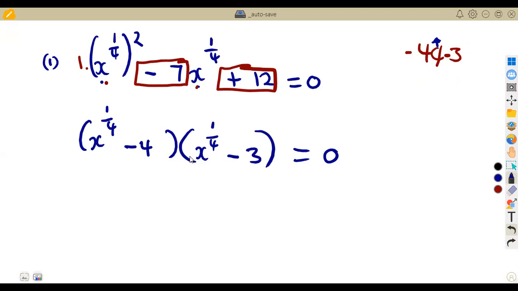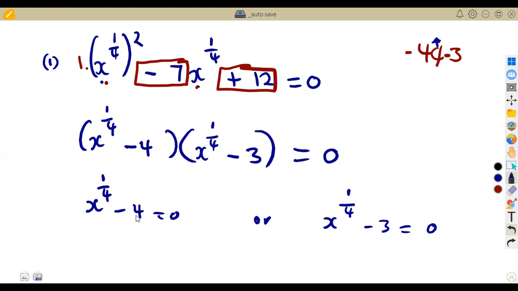So what does it mean? Remember, it means that this bracket must be equal to 0. Also, that one must be equal to 0. x to the exponent of 1 over 4 minus 4 must be equal to 0, or x to the exponent of 1 over 4 minus 3 must be equal to 0.